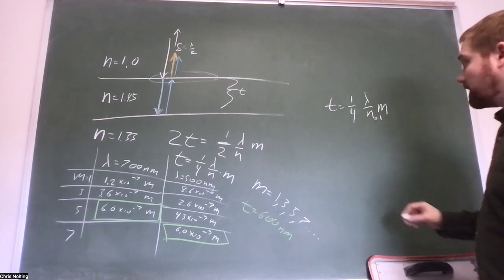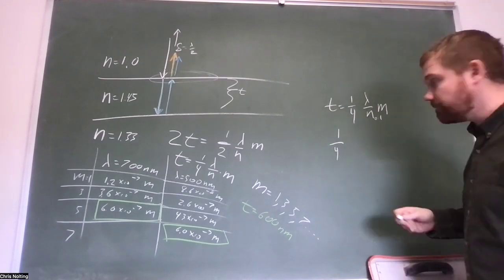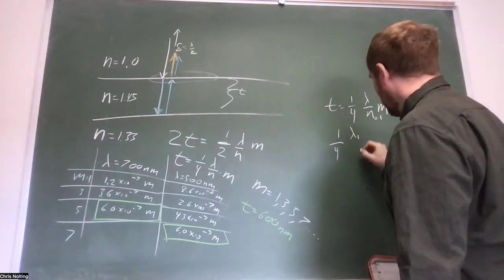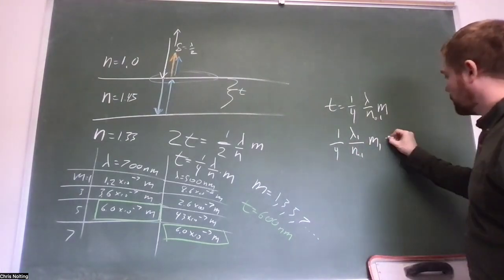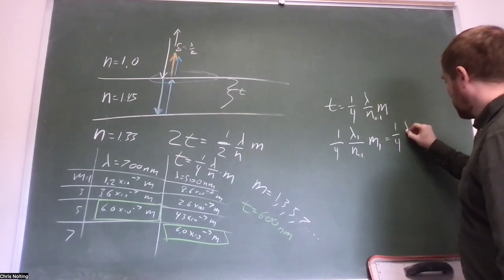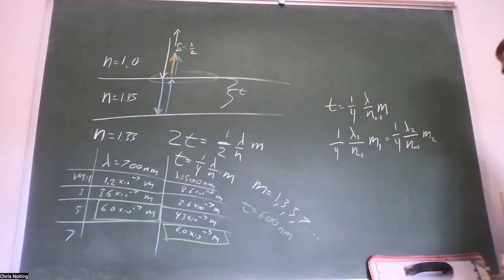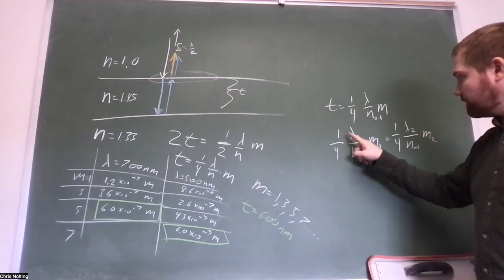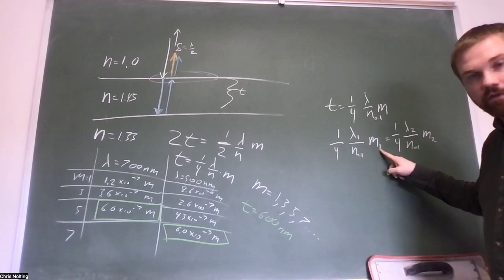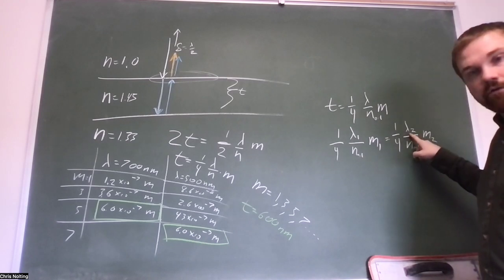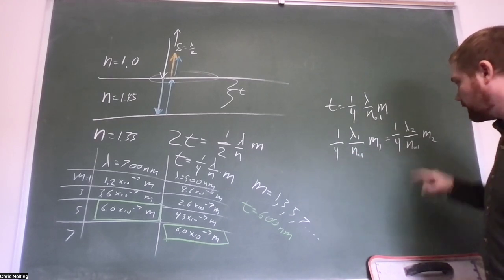So what we can do is say, let's set them equal because both of them are going to be equal to T. 1/4 lambda 1 over N oil times M1 is 1/4 lambda 2 over N oil times M2. This lambda 1, let's say that's the 700 nanometers, has some M associated with it. Lambda 2 is the 500 nanometers, also has some M associated with it, but they both have these 1/4 and the N oil is the same.